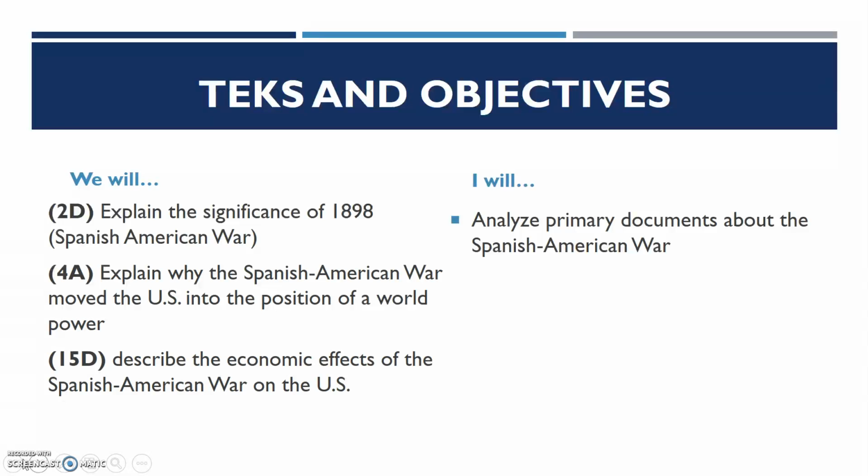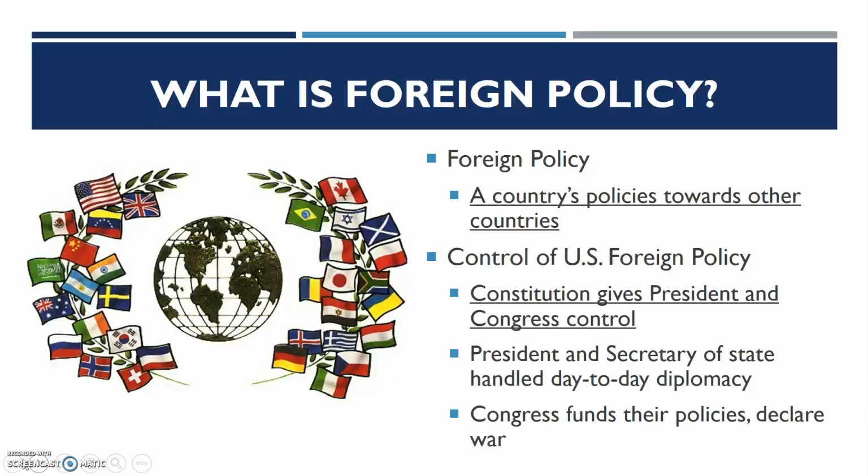When we are finished, you will have the opportunity to analyze primary documents about the Spanish-American War. First, let's talk about what foreign policy is. When we talked about the Progressive Era, we were talking mostly about domestic policy. Those are laws that have to do with issues at home, things like taxation or the breaking up of trusts. Now we're going to talk about foreign policy.